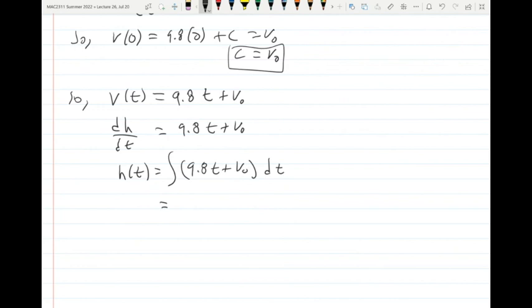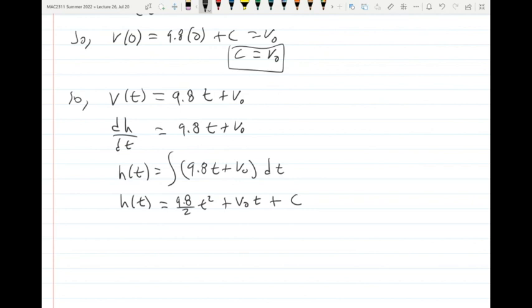What's an antiderivative of 9.8t? So 9.8 over 2 t squared, which would be 4.9t squared, right? And what's an antiderivative of v0? v0t. Remember, v0 is a constant. v0t plus an arbitrary constant. Now, what is this c responsible for? That's the initial height. Because when t is equal to 0, h equals c. So the constants here have a meaning. The first constant was initial velocity. The second constant that we're getting is the one telling you the initial height.